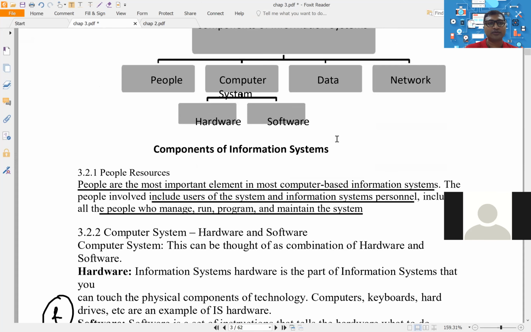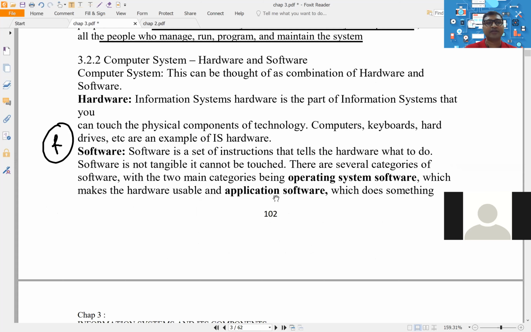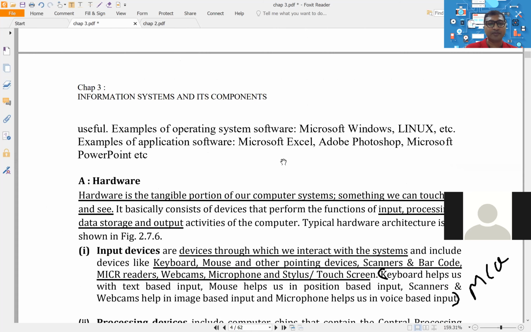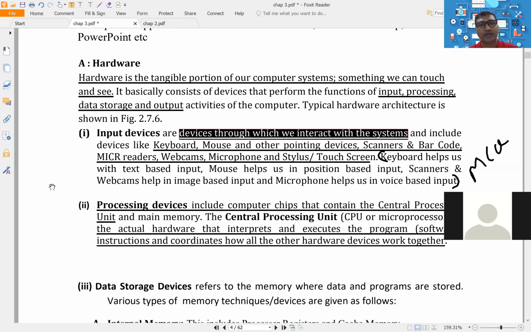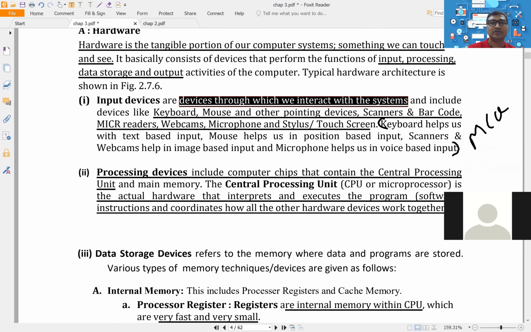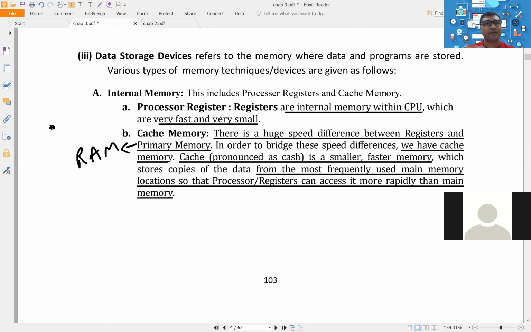Now, the first point was people. We know that anyone who knows how to handle computers, correct? Remember, they can operate hardware, software, networks. They are known as people. And then the second concept we started with was hardware. If you remember, in hardware, I told you that basic information you already learned in your school time. Input devices through which we can input the data. Processing devices is nothing but the CPU. Then the storage devices. In storage devices, we have four different parts: internal memory, processor register, and cache memory.